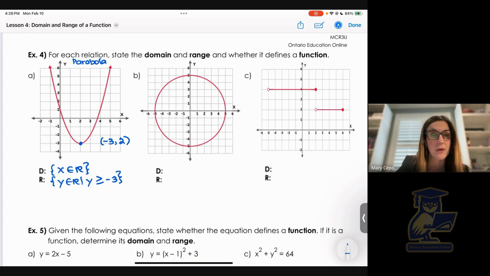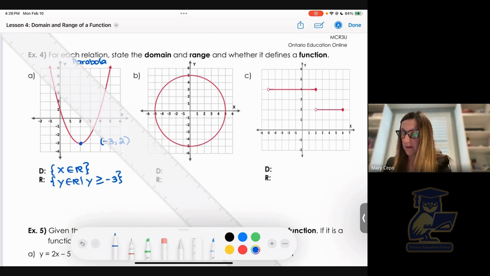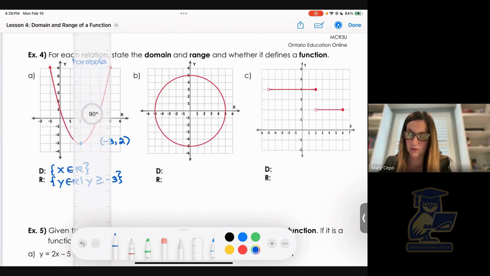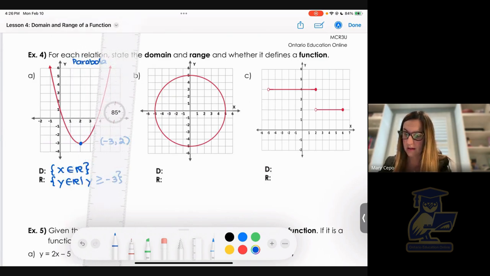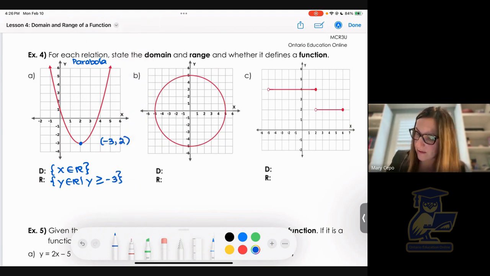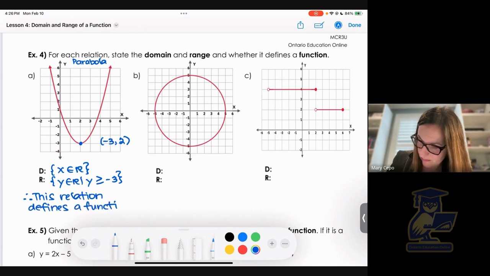When I say greater than or equal to, that means it includes that point. Now, doing the vertical line test, let's take out our ruler. Performing that, if we take the ruler, it only intersects my graph once throughout the whole graph. So it's safe to say this relation defines a function, because it passed the vertical line test.